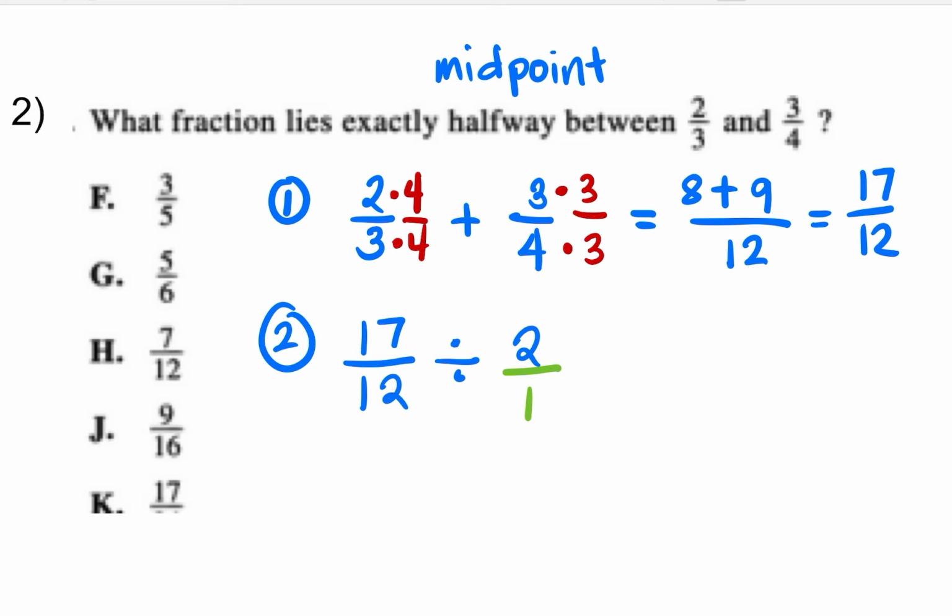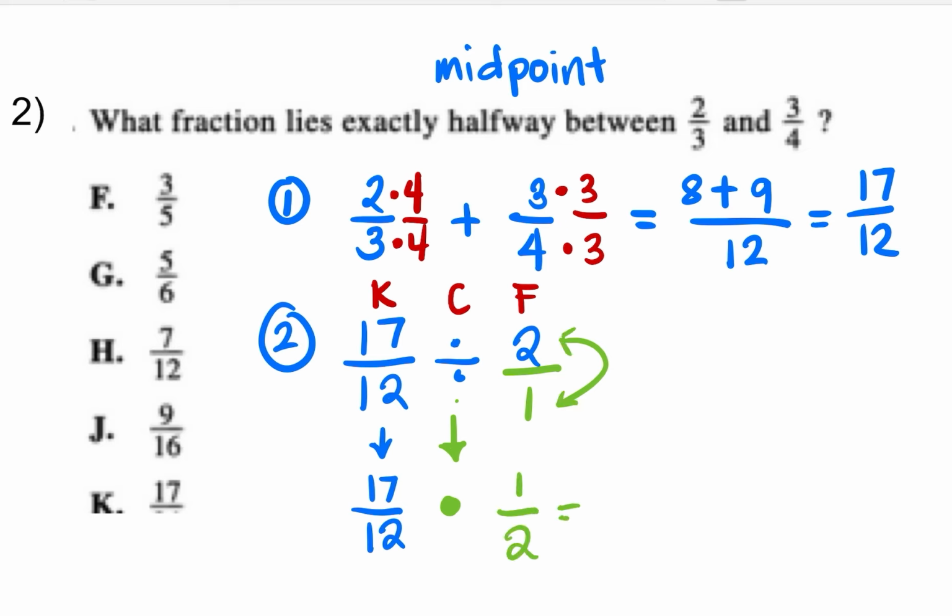If you said keep, change, flip, or KFC, you are right. We're going to keep the first fraction, change the operation, and flip the second fraction. So let's do that. We keep the first fraction, 17/12. We change the operation into multiplication, and we flip the second fraction into 1/2, which is equal to 17/24.